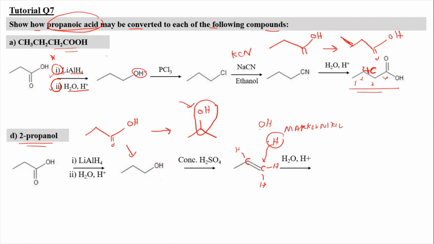Okay, the hydrogen is going to attach to the carbon which has more hydrogen attached to it. Okay, and this is going to produce my secondary alcohol, and in this case it's going to be 2-propanol. And this is how I prepare propanoic acid to 2-propanol.